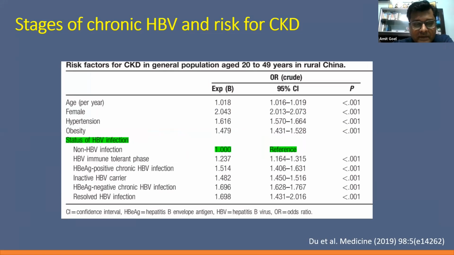The same data is shown here, that as compared to non-HBV, HBV immunotolerant phase has 1.23 times odds ratio for chronic kidney disease. And this ratio is gradually increasing with progression of HBV disease.